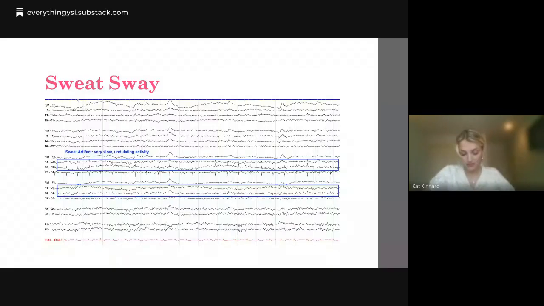This is very commonly seen in pediatric patients who are kind of tussling back at you or fighting. And so it's important to know that it's from sweat. They look very dramatic, but it's entirely unrelated to the brain.